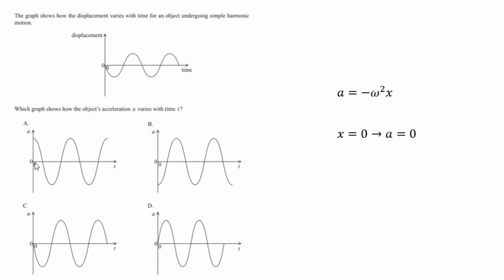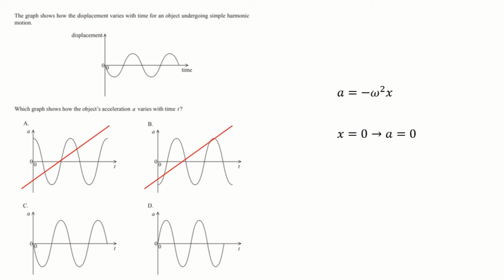If we then look at graph A, we notice that a is not 0 here, and so therefore graph A cannot be my answer. If you could spot another one, graph B is also non-zero, and therefore they cannot be the answer either. So therefore we can actually rule those two options out. We're left with two more.